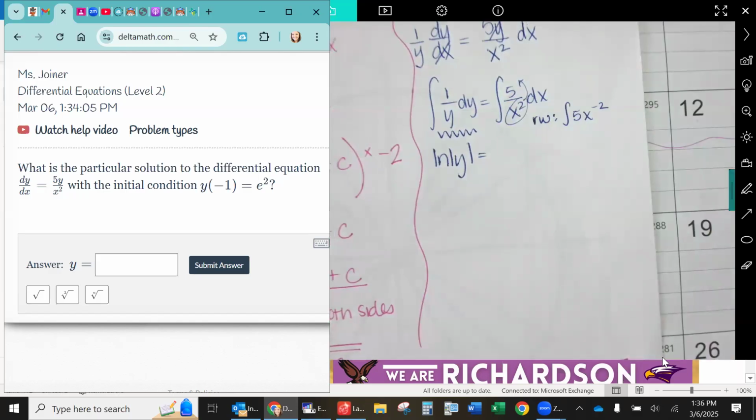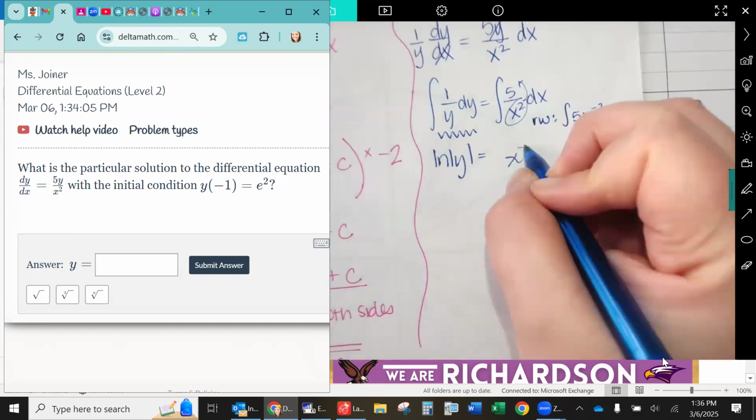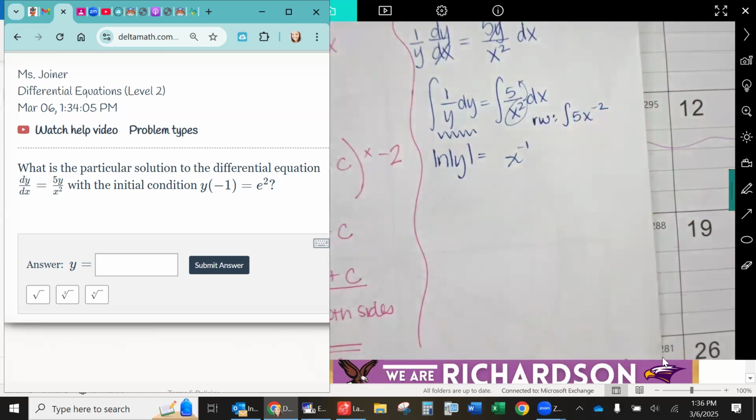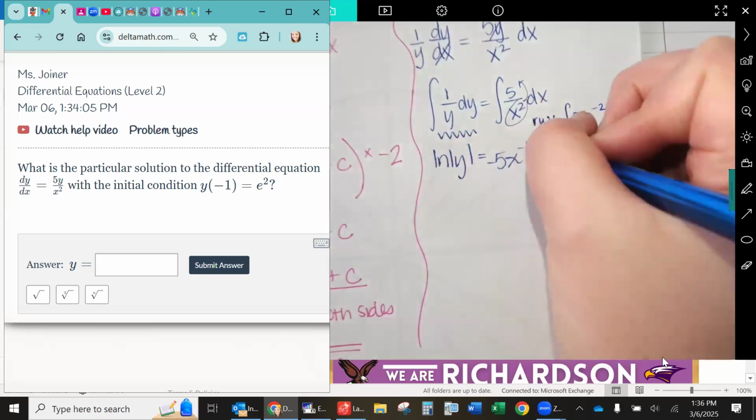So add 1 to your power. Negative 2 plus 1 is what? Negative 1. So it'd be x to the negative 1. And then what do I do with my negative 1? I add it and then I divide it on the 5. So what is 5 divided by negative 1? Negative 5, plus c.